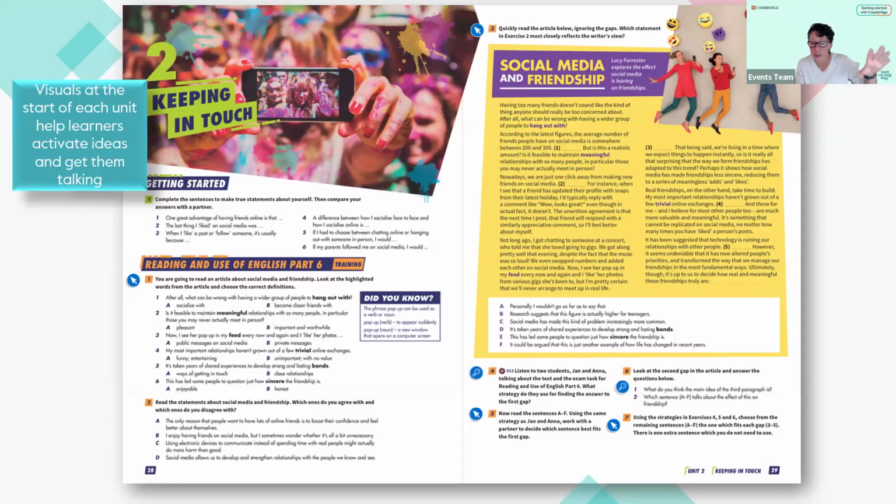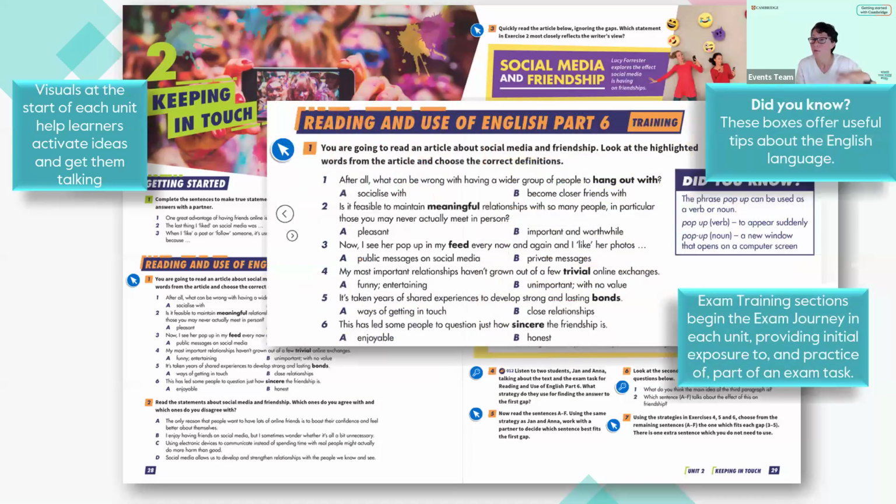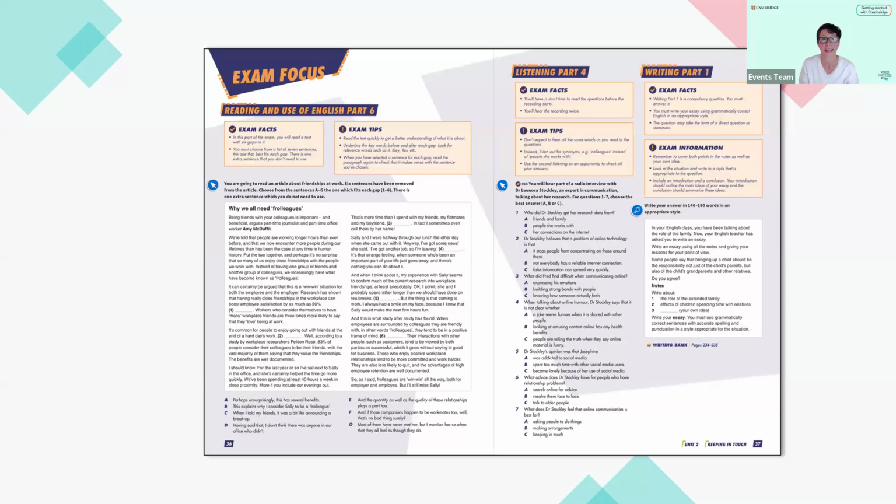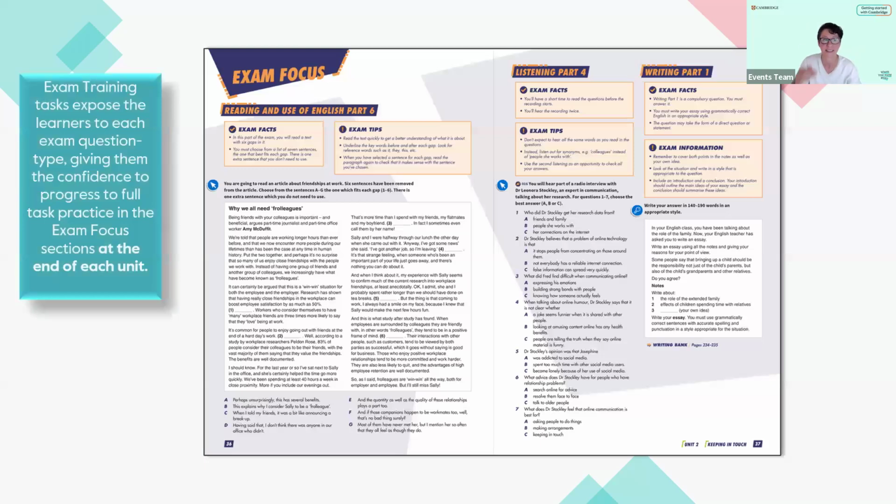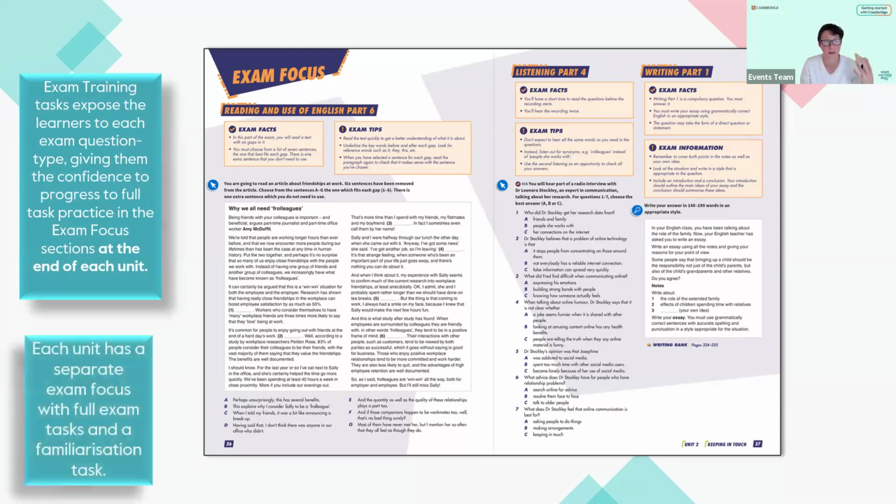So let's have a look at the unit. As we've already mentioned, you've got the visuals at the start of each unit, which help the learners activate those ideas. And then you'll also find these did you know boxes, which aim to expand and clarify learners' knowledge and language skills. You'll also find exam training sections, which form part of the exam journey and help learners become familiar with exam formats. They also offer practical experience. And you will also find these exam focus pages, with tasks that expose your learners to each exam question type, of course giving them that confidence.